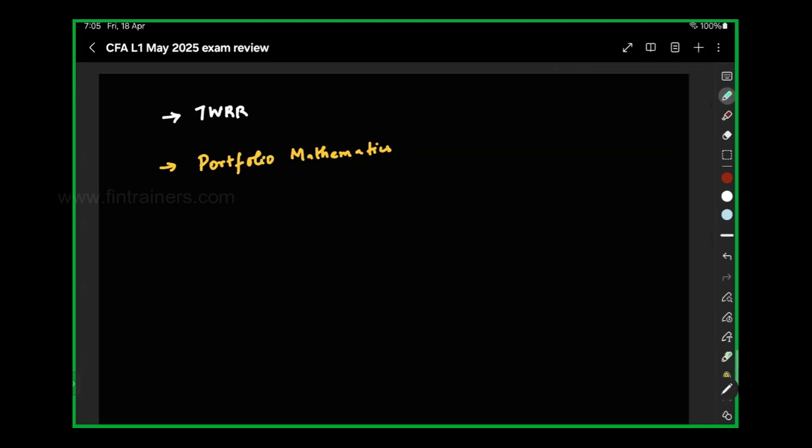Time-weighted rate of return. This is one of the other ways in which you can measure returns for a fund or a portfolio that you're looking to analyze. And this is, in fact, one of the requirements in your GIPS, right? So apart from money-weighted return, which you can show, in terms of the presentation, time-weighted return is a kind of a mandatory one.